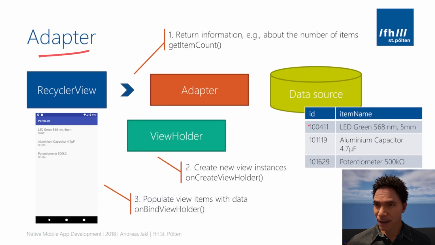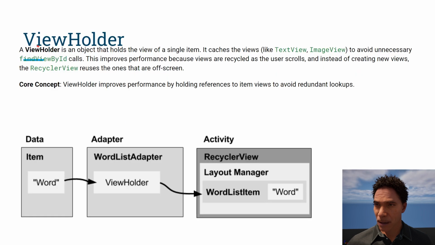Adapter. The adapter, as we say, uses the data source. It communicates with the view holder, so you can get the item count and create new view instances. The view holder inflates the view instances and populates items with onBindViewHolder. This is the adapter.